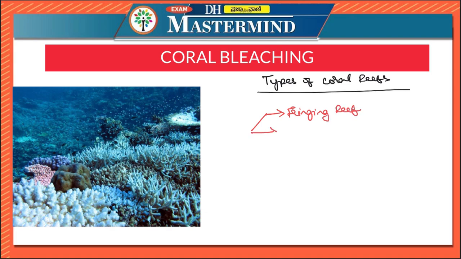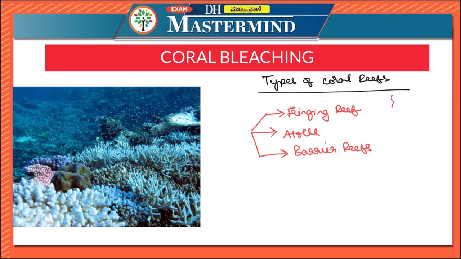Second is the atolls. Third is the barrier reefs. So please remember fringing reefs, atolls and barrier reefs. Fringing reef is the most common type of reef in the world. Fringing reefs grow directly seaward from the shore.